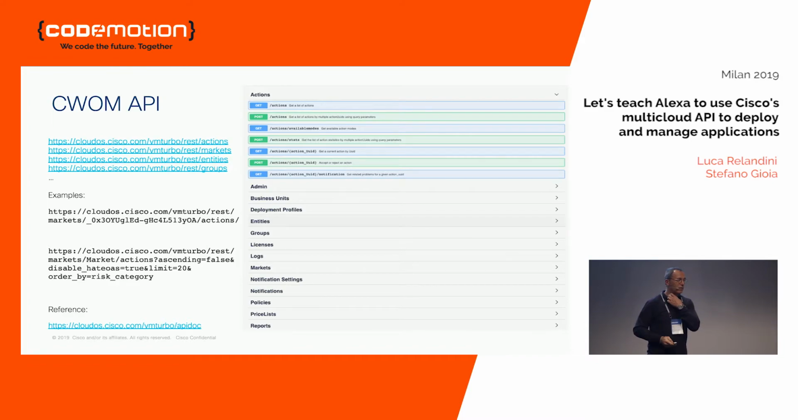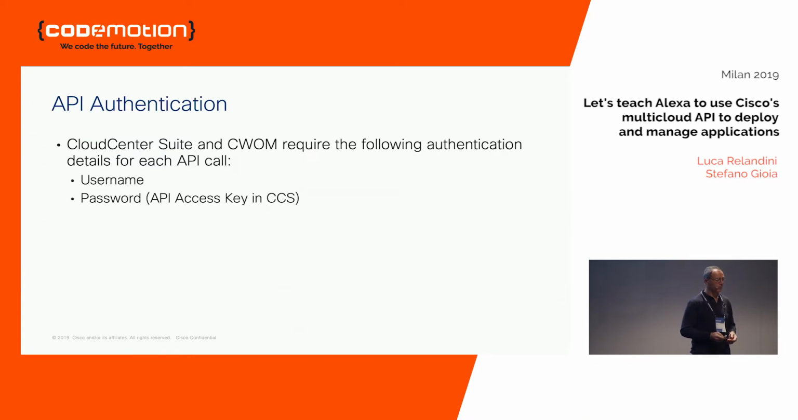And similarly for the Cisco Workload Optimization Manager, you have different entry points for the different features you want to use. And you have a Swagger interface that will help you to understand how the API are structured and also to test them directly from the web interface. So it is very easy to approach.